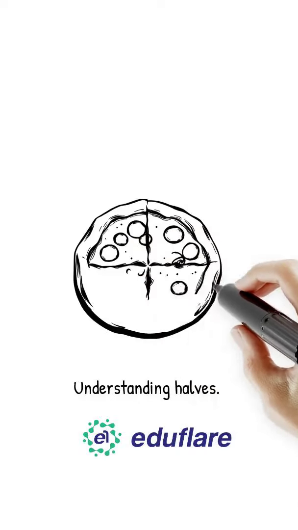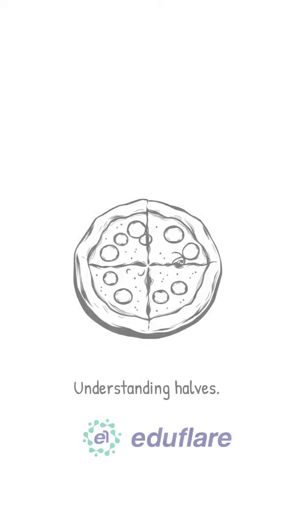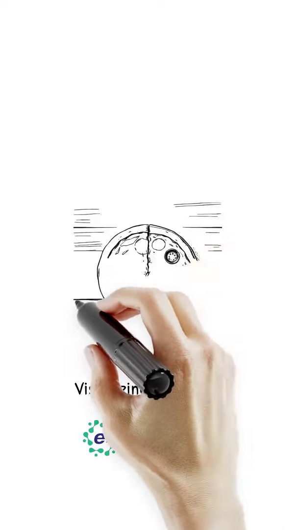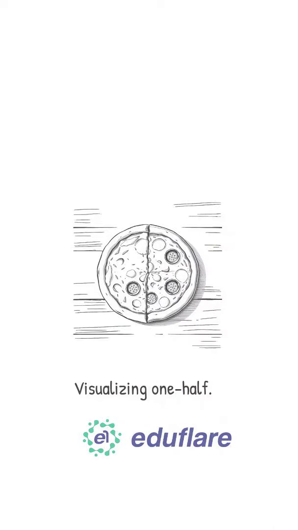Let's start by talking about halves. When you divide something into two equal parts, each part is called a half. So if you take that pizza and cut it straight down the middle, you've created two halves. Each half is 1 out of 2 equal parts, and in fraction terms, this is represented as 1/2.